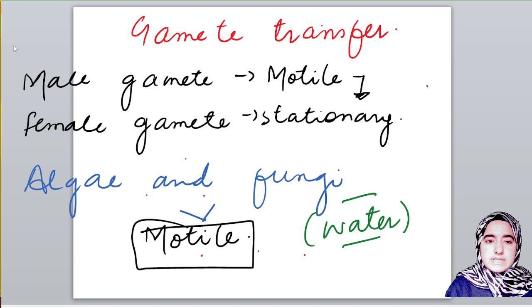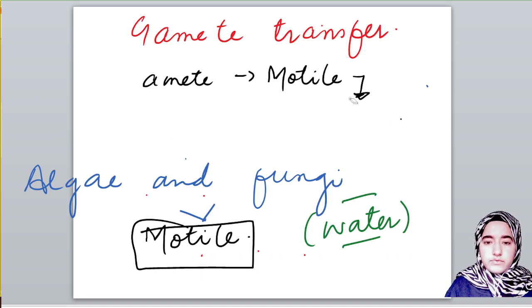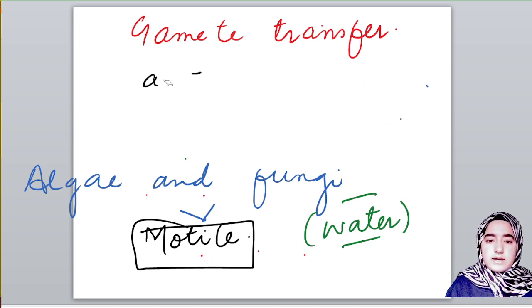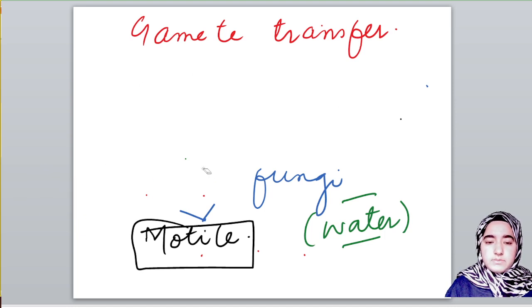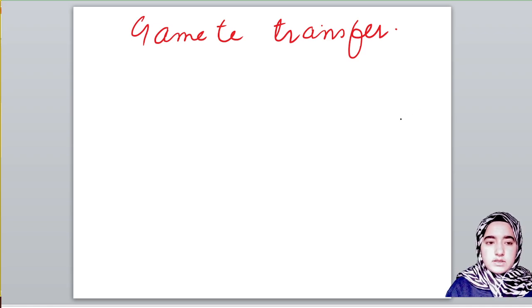And in some organisms like simple plants, for example algae, bryophytes and pteridophytes, water is also the medium through which gamete transfer takes place. Through it the gametes pass on, and the fertilization takes place there only.